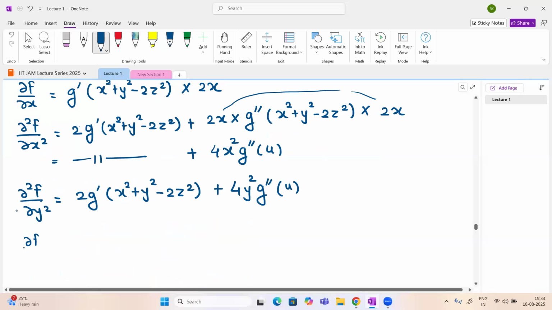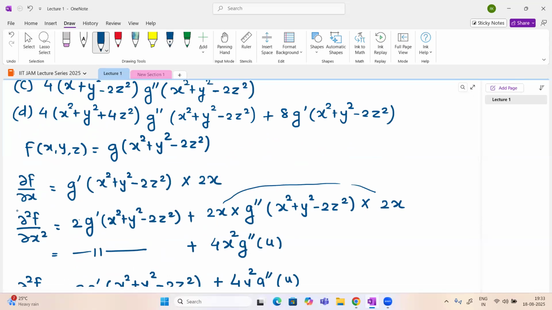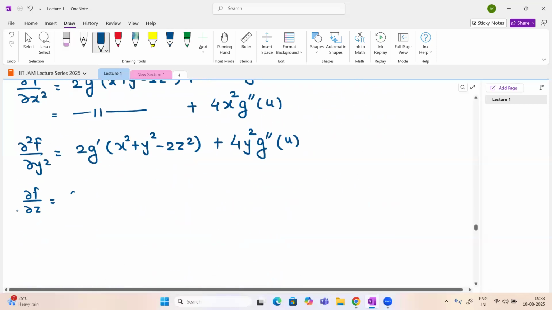So I will find the derivative of f with respect to z first. Tell me the derivative of f with respect to z. It will be g dash of u into minus 4z. This is my f, right? Yes, g dash of u into minus 4z.